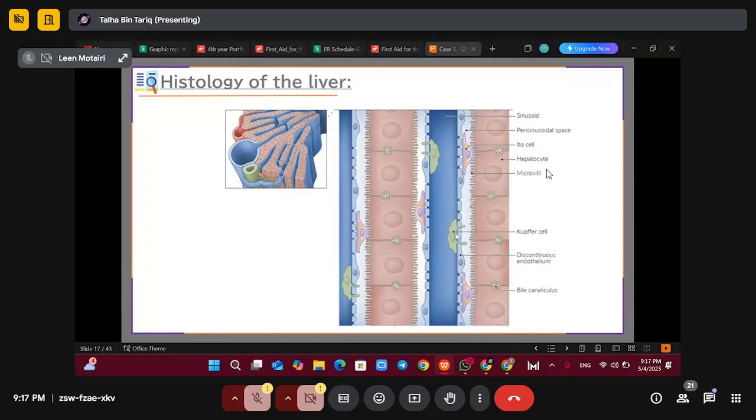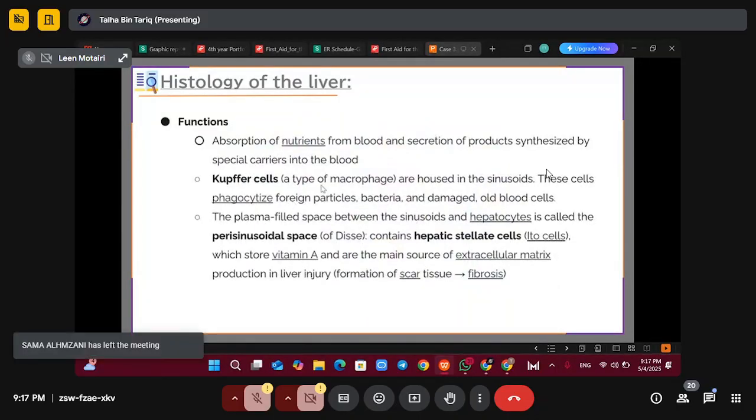Then you have the Kupffer cells. The Kupffer cells are present within the fenestrated endothelium, or within the lumen, right? So you can see these green structures. These are the Kupffer cells. Now, the Kupffer cells are, as I said, a type of macrophages which are present in the sinusoid, and they phagocytose foreign particles, bacteria, damaged old blood cells, right? So all of these foreign particles and bacteria are being phagocytosed by the Kupffer cells.